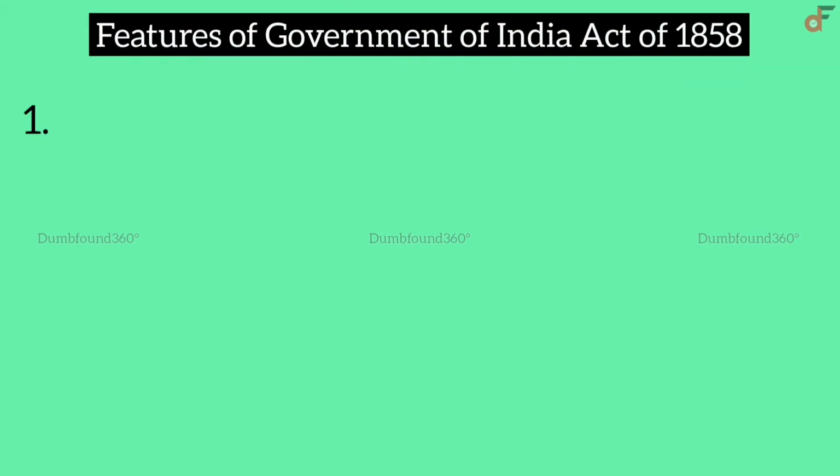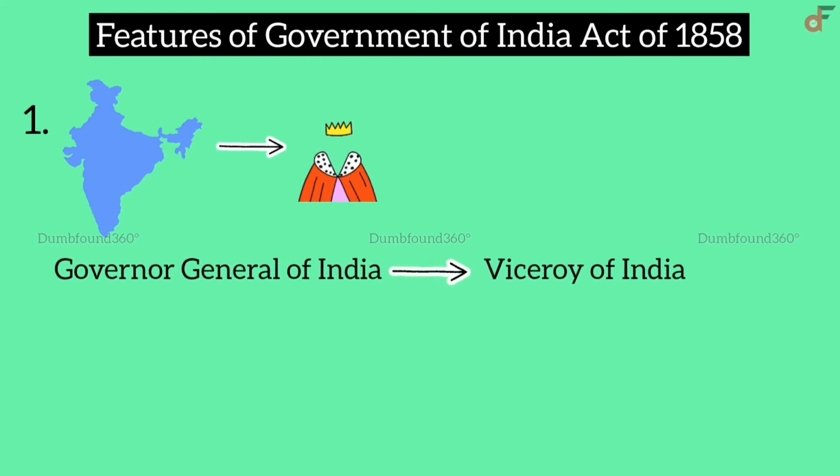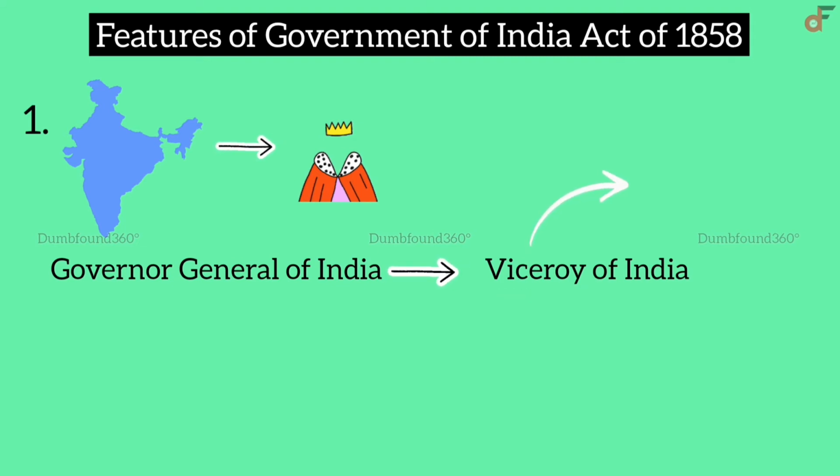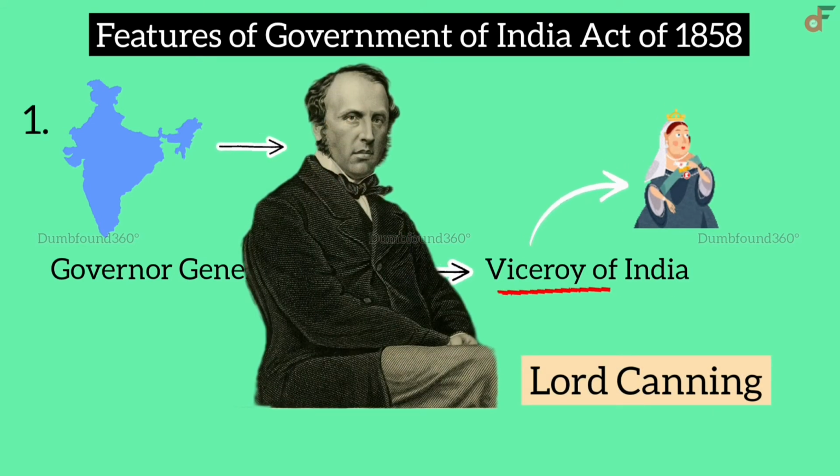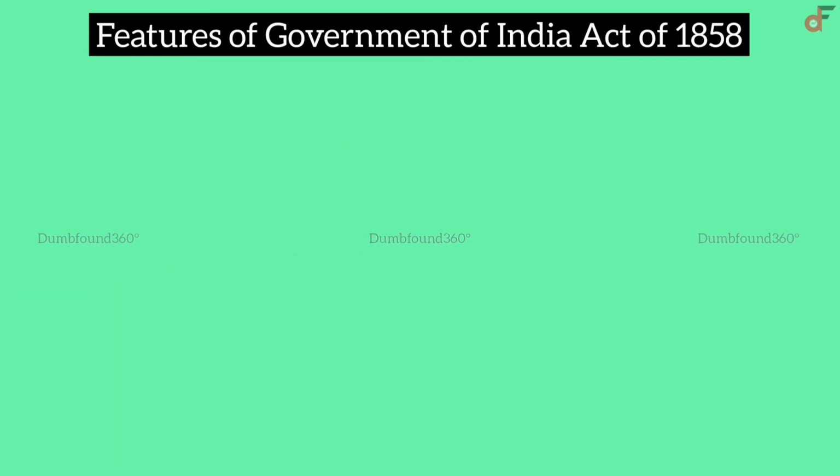The features of this act were: 1. It provided that India henceforth was to be governed by and in the name of Her Majesty. It changed the designation of the Governor General of India to that of Viceroy of India. He was the direct representative of the British Crown in India. Lord Canning thus became the first Viceroy of India.